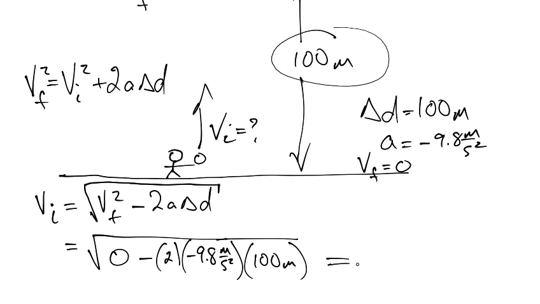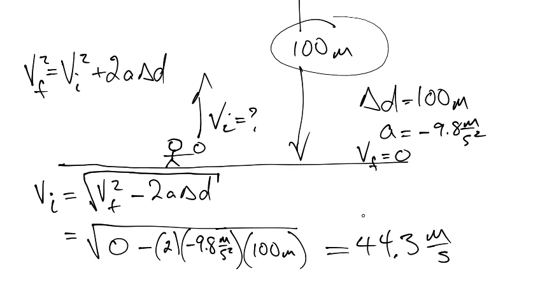And that's going to give us, get out our trusty calculator, notice the negative signs cancel each other out, so enter 9.8 times 100, and let's take the square root, and the answer is 44.3 meters per second.